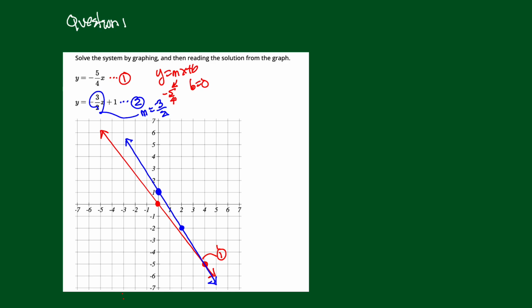So where do they intersect? Where they intersect, that's the x and y value that solves this system of equations. It sure looks to me like they are intersecting right there, which is our point to the right 4, down 5. So I'm going to claim now that x is equal to 4, y is equal to negative 5, or we could write it as an ordered pair as 4 and negative 5.